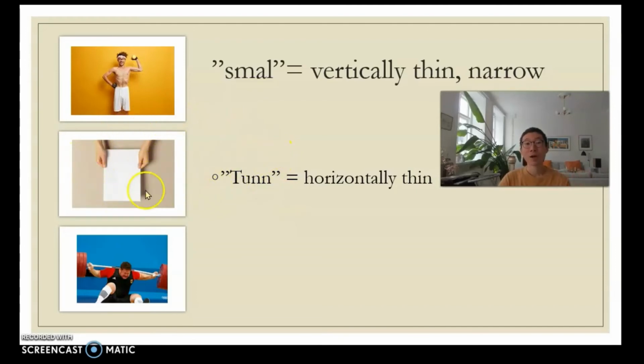So vi har ett tunt papper, a thin paper. You use tunt because the paper is an ett word. So ett tunt papper. And there is another adjective which is confusing also, that is tung. You have the nasal, a little bit nasal sound, tung. Tung means heavy. So tunn, thin, tung, heavy. Smal, also thin, but vertically thin.